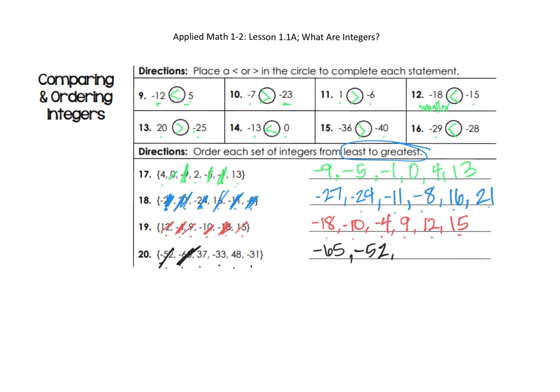Our next biggest negative number is negative 33. We'll follow that up by negative 31. Okay, we've used all of our negatives, so which is the smallest number between 37 and 48? That would be 37, followed by 48. And there we go, ordering them from least to greatest.